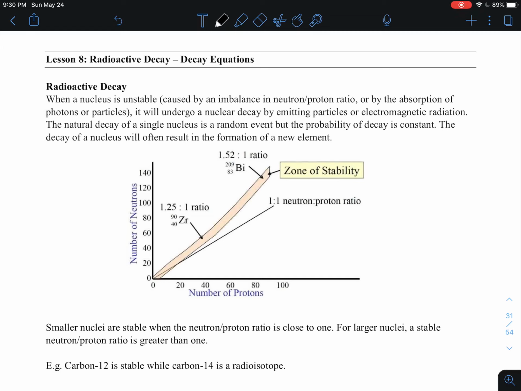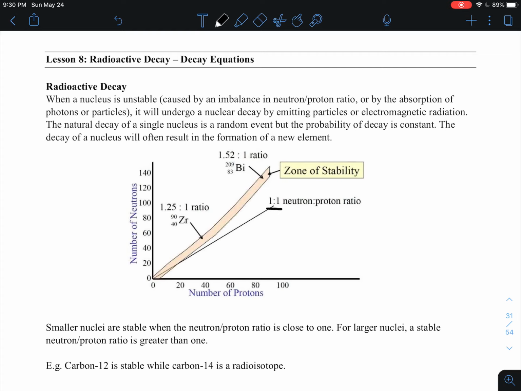All right, lesson 8, radioactive decay and decay equations. So the whole idea of radioactive decay is that nuclei want to be stable. What they're going to try to do is either release something to become more stable or gain something to become more stable. So it's all about trying to join this zone of stability.